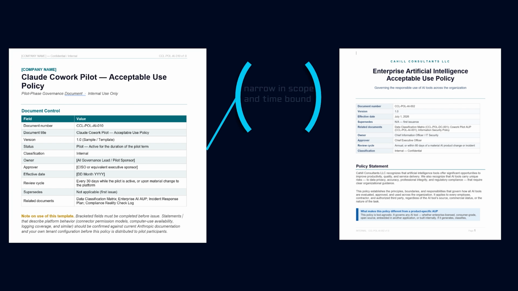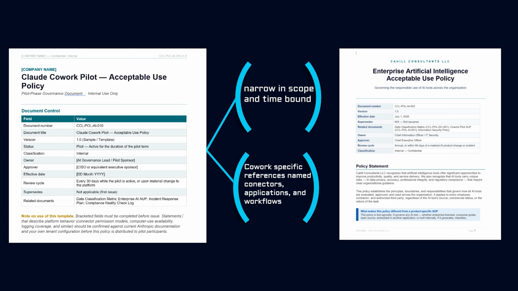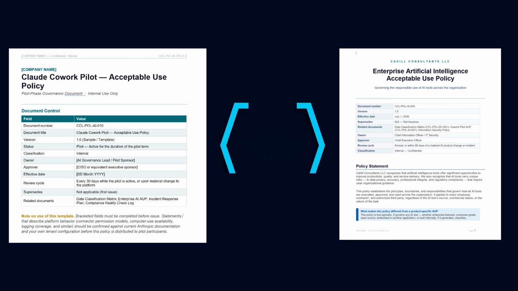A pilot phase AUP is narrow and time-bound. It applies to Cowork specifically for the duration of the pilot, with explicit references to the pilot's named connectors, applications, and workflow categories. It says things like, during this pilot, the following data classifications are prohibited from being processed in Cowork, and during this pilot, the following applications are out of scope for computer use. It's operational. Both documents matter. The pilot phase AUP does not replace the general policy. It supplements it with the specific operational constraints that apply during the pilot.